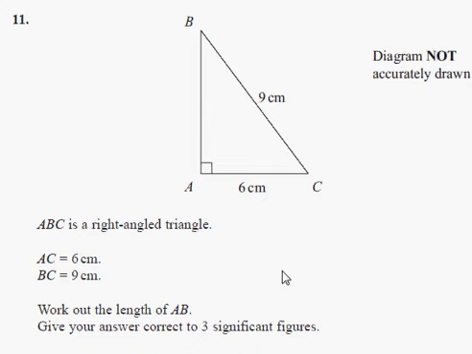Question 11. ABC is a right-angled triangle. AC equals 6 centimeters, BC equals 9 centimeters. Work out the length of AB. Give your answer correct to 3 significant figures. Try to do this question now.